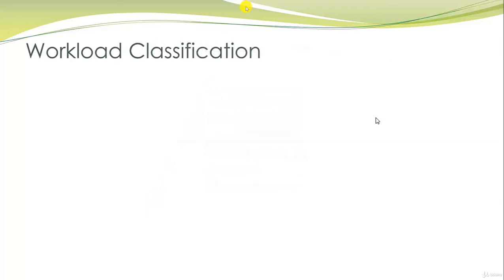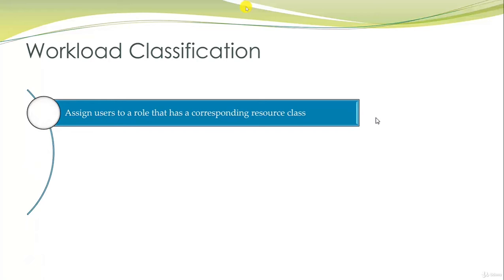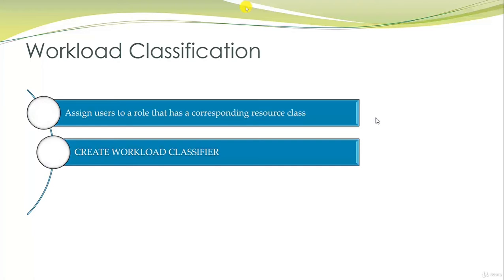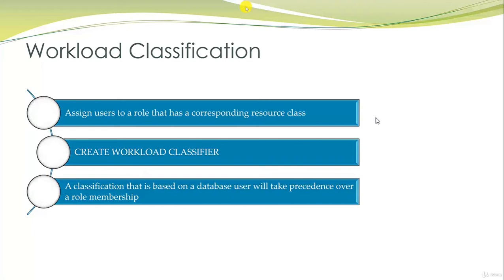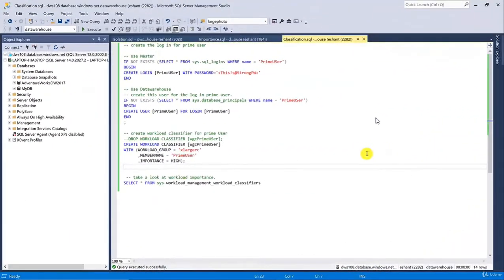Let's take a look at workload classification. Workload classification is the concept of assigning a request to a workload group and setting importance levels. Classification in SQL Data Warehouse is achieved today by assigning users to a role that has a corresponding resource class. We do this with a command, create workload classifier. A classification that is based on a database user will take precedence over a role membership. Let me show you how this works.